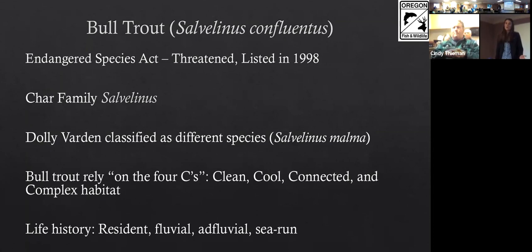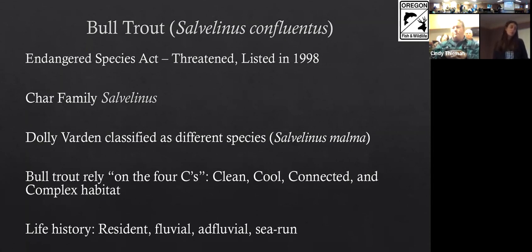One common misnomer is that bull trout are commonly referenced as Dolly Varden, though they are in fact two separate species. But as far as bull trout go, they have some of the most specific habitat requirements of any salmonid in North America. They're very sensitive to changes in habitat, and they're really dependent upon what we generally reference as the 4 C's, which is clean, cool, connected, and complex habitat.